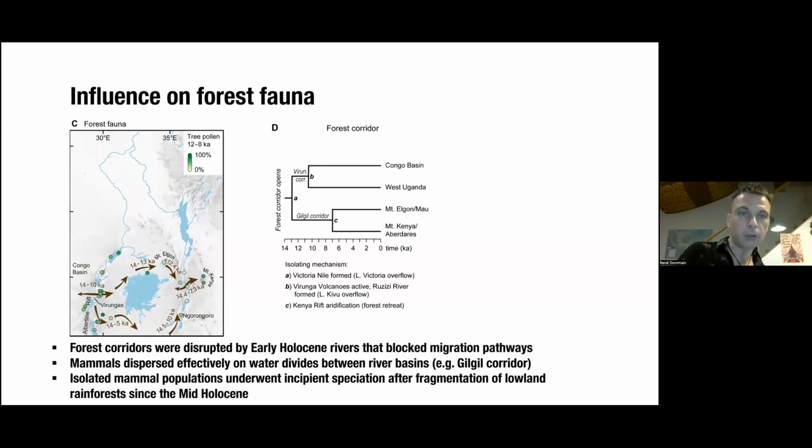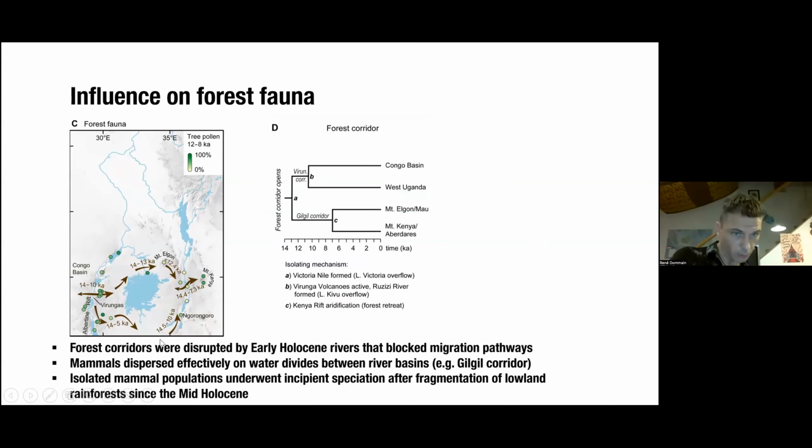Just the last point is the fauna. We talked about Kingdon's dispersal routes. We tested those. The thing is that the northern route was actually disrupted by the opening of the Victoria Nile, which started to flow about 13,000 years ago. Pollen data indicate the existence of a forest corridor there, and the most likely place where these animals cross the rift is the Gilgil corridor, the only terrestrial pathway, which was also more wooded. The river otherwise acted as a barrier.